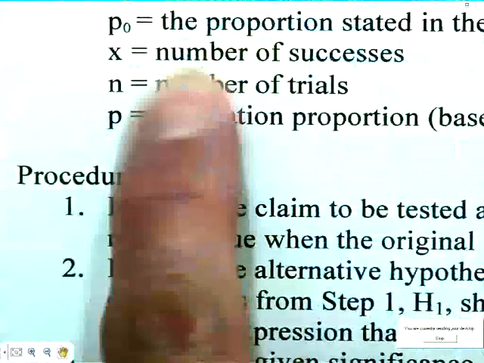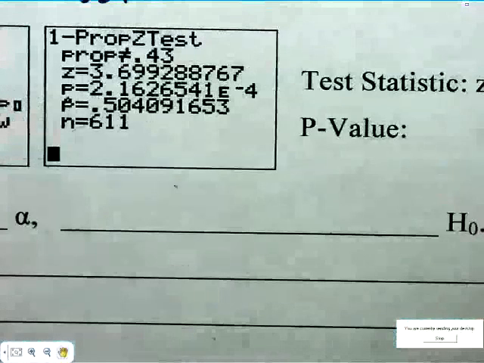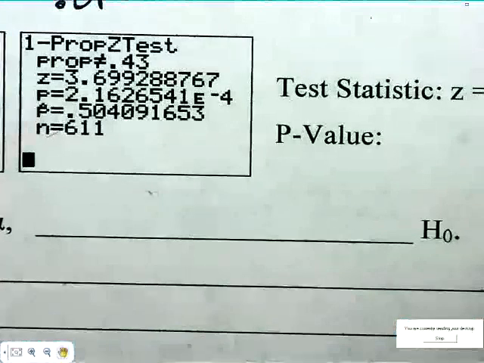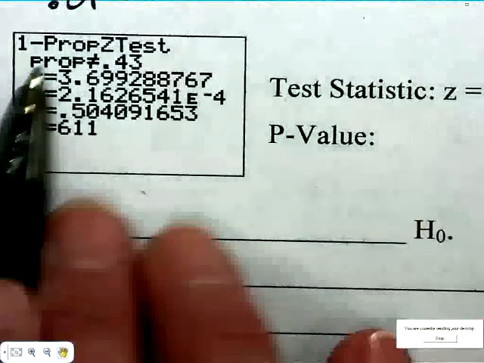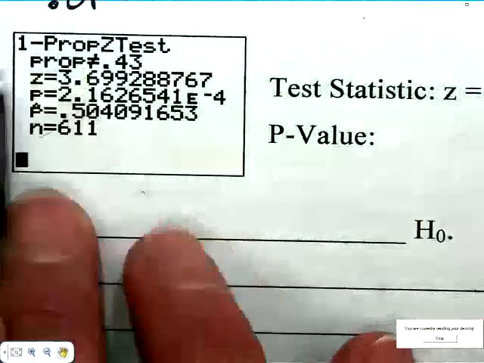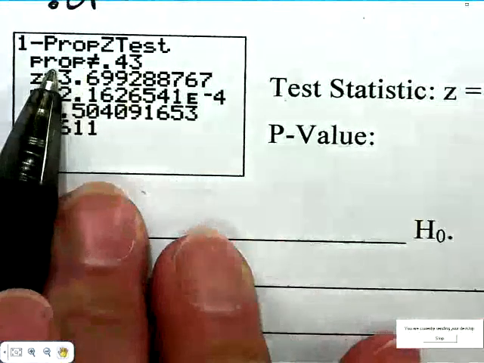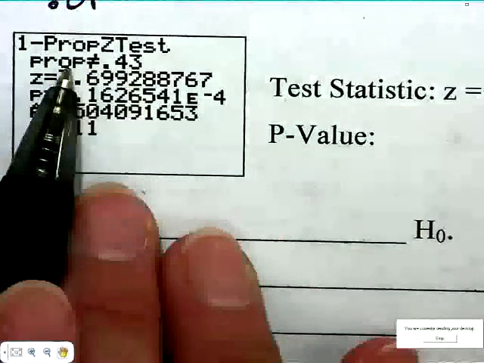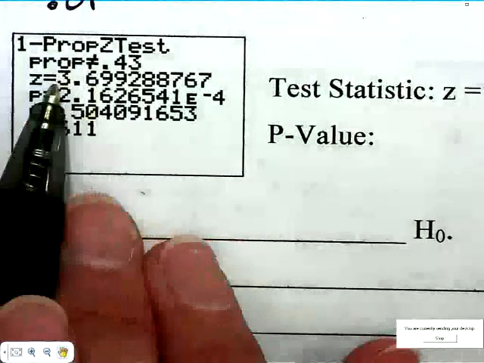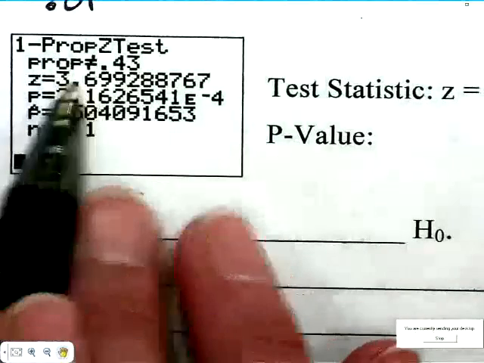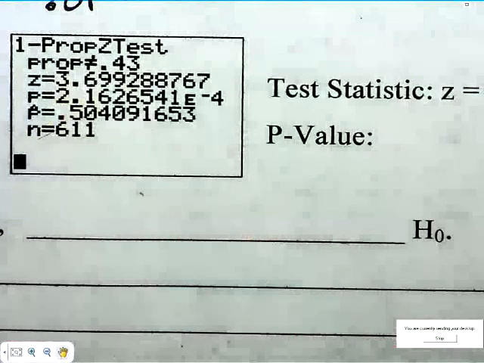All right, so when you hit calculate, here's what you have. Some stuff that you need, some stuff that you don't need. The calculator restates the alternative hypothesis right there. It's telling you it did a two-tail test for proportion not equal to 0.43. The test statistic, Z equals 3.699. Let's round it to whatever the directions say on the homework, say 1 decimal place, 3.7.